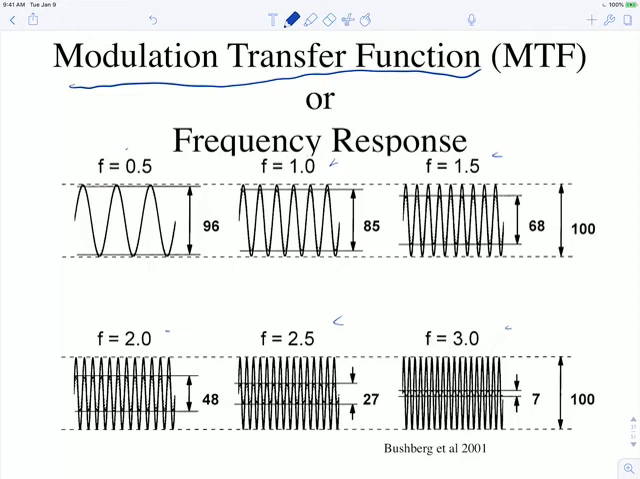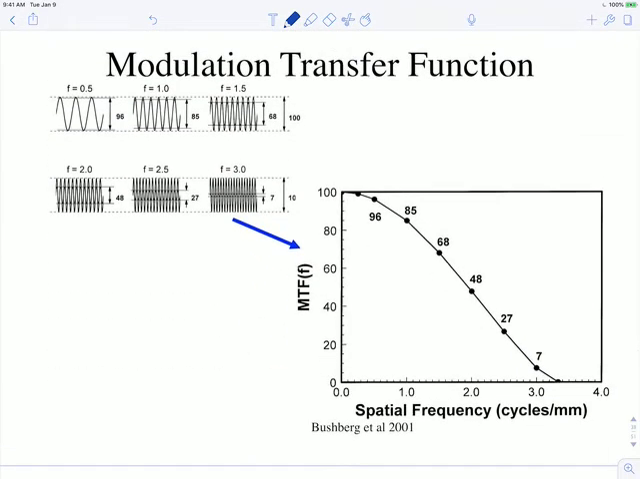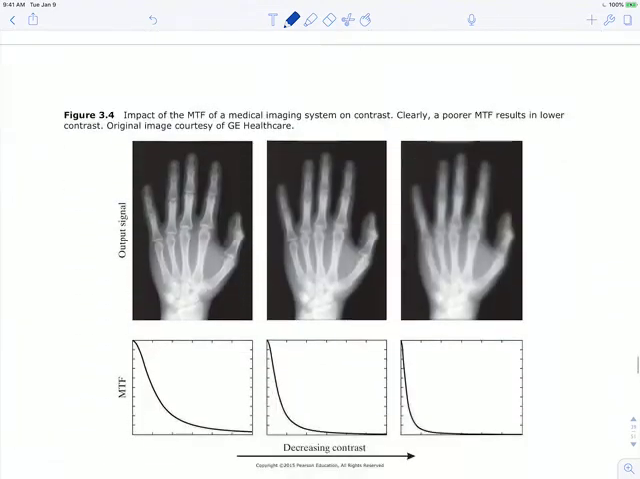In this case, at a low frequency, it goes from 100 to 96, and then it goes down to 85, 68, 48, 27, and 7. So as my frequencies get higher, they are being more attenuated. If I plot that as a function of frequency, that's what's called the modulation transfer function, or the MTF. It's another way of looking at resolution, which we'll get into in a minute.